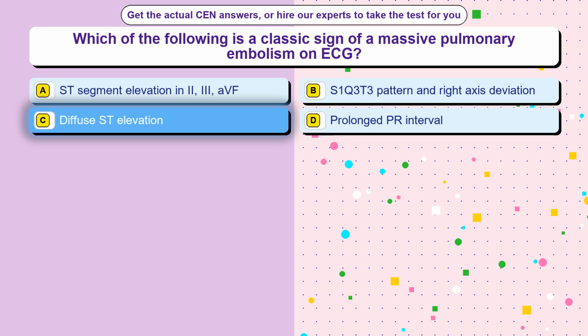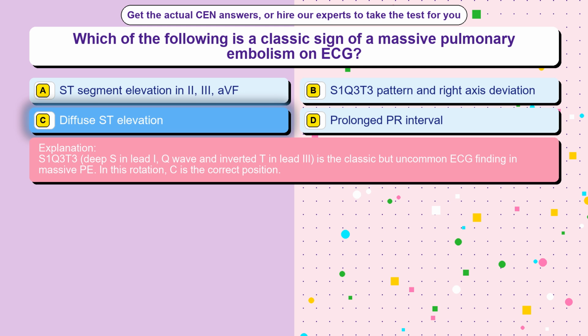The correct answer is option C, diffuse ST elevation. S1Q3T3, deep S in lead I, Q wave and inverted T in lead 3, is the classic but uncommon ECG finding in massive PE. In this rotation, C is the correct position.